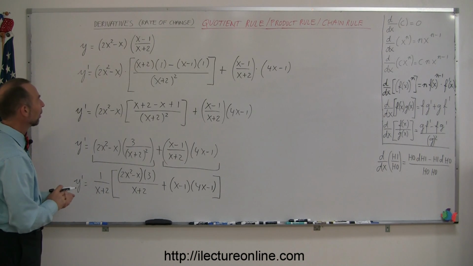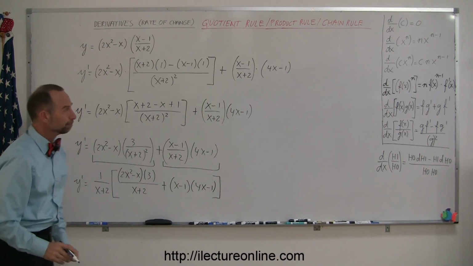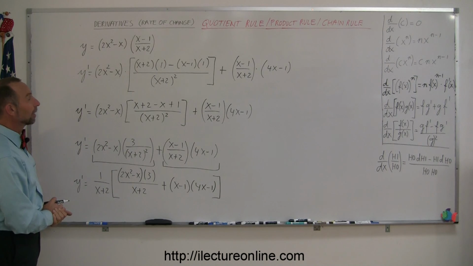All right, that's how you do a problem like this. How do you find the derivative of something where you have to use both the product rule and the quotient rule in the same problem? All right, on to the next example.